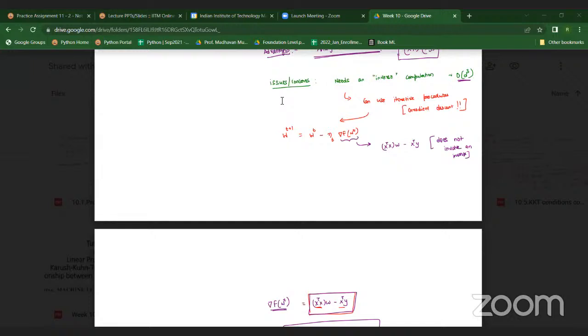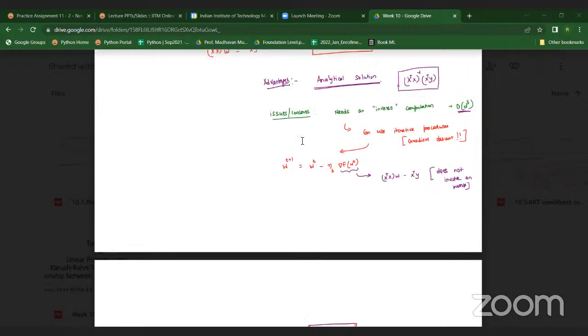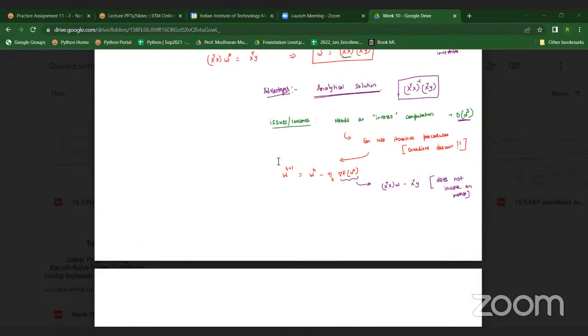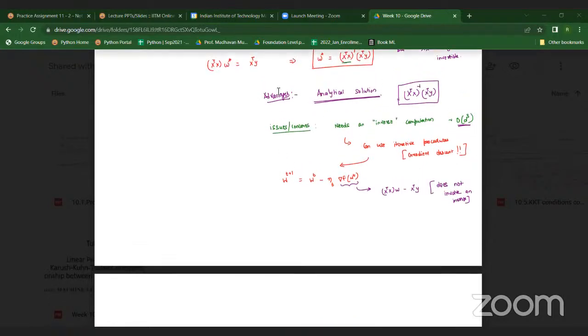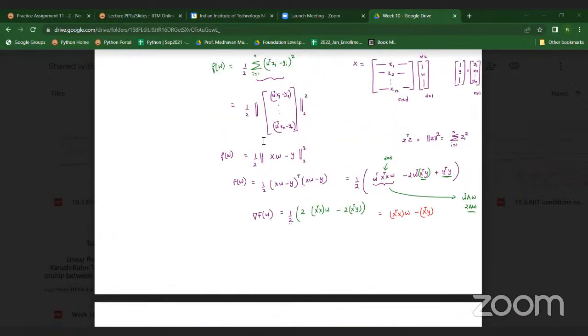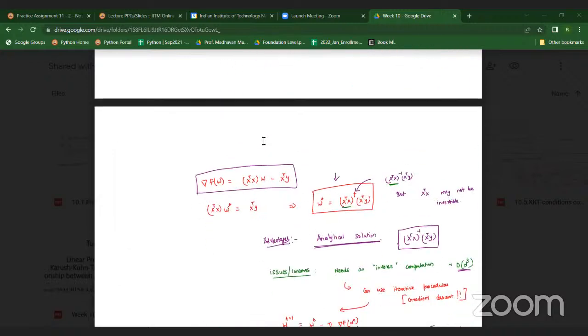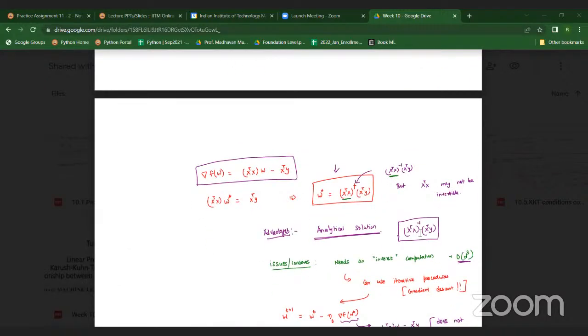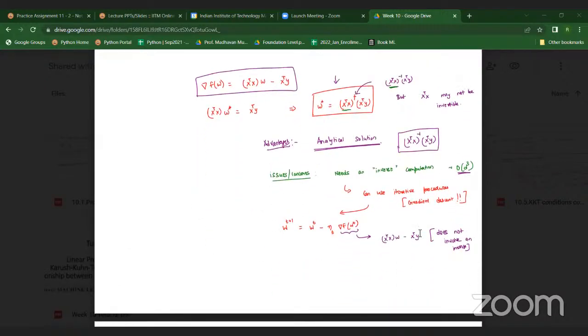Yeah, for us to solve it using the gradient descent method, we need not assume that X transpose X inverse exists. That is one of the cases where the analytical solution works. Only for the analytical solution do you need the X transpose X inverse. But for the gradient descent iterative process, you need not get the X transpose X inverse.